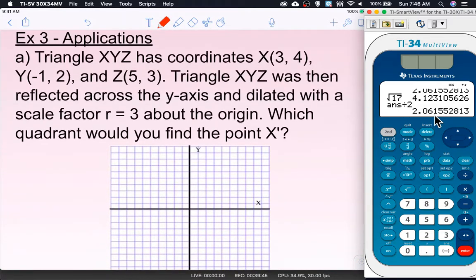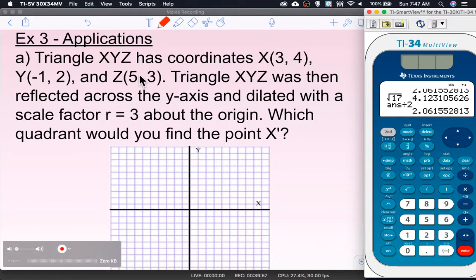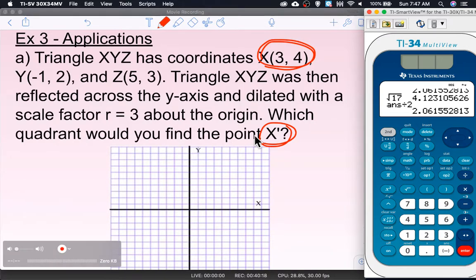All right, some other little applications, little problem solvings. I know we've done a couple already, but there's more. Triangle XYZ has coordinates of that, and that. Triangle XYZ was then reflected across the y-axis and dilated with a scale factor of 3 about the origin. Which quadrant would you find point X prime? Okay, so in this problem, we only really care about x. I don't care about y and z. Which quadrant would you find point x? So, like, is it in here, here, here, here?